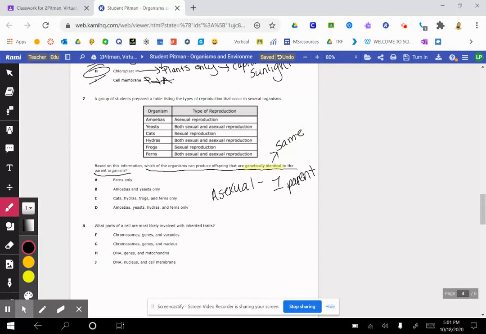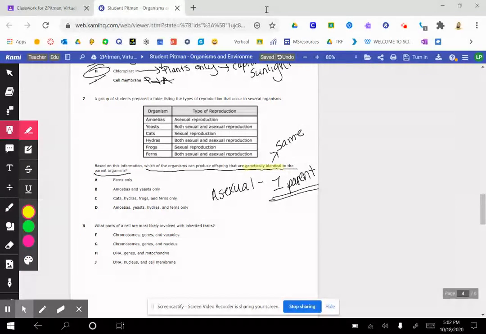Like identical twins, they look the same. If I'm only getting genetics from one parent, then I don't have any other options. I'm going to look pretty much identical to my parent. So I'm looking for organisms that have asexual reproduction. So if I go back up at my chart, amoebas, asexual, yeasts, both sexual and asexual, cats are only sexual, hydras, both sexual and asexual reproduction, frogs are only sexual, ferns, both sexual and asexual reproduction.